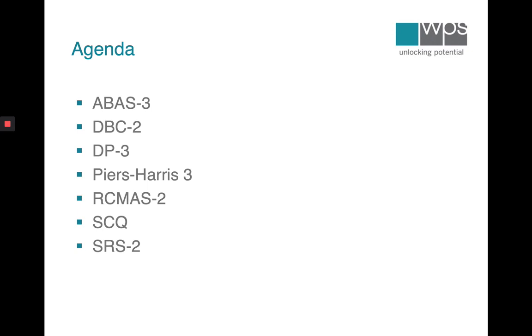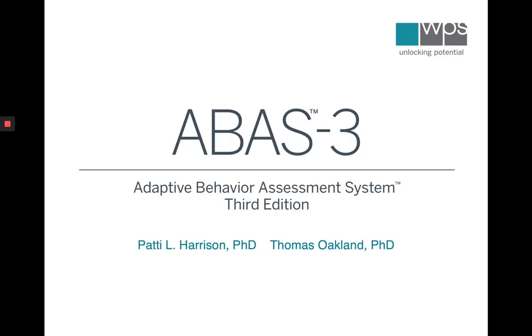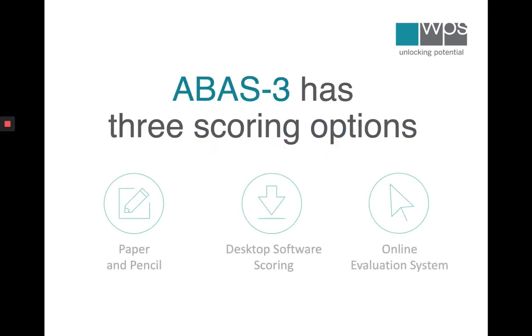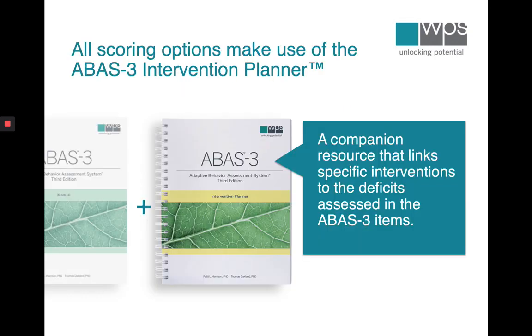anxiety, and autism. First up, we have the ABAS-3, or the Adaptive Behavior Assessment System, 3rd edition. So the ABAS-3 has 3 scoring options available: paper and pencil, desktop software scoring, or you can use our online evaluation system. All of the scoring options make use of the intervention planner, which is really the most useful thing of the ABAS-3.